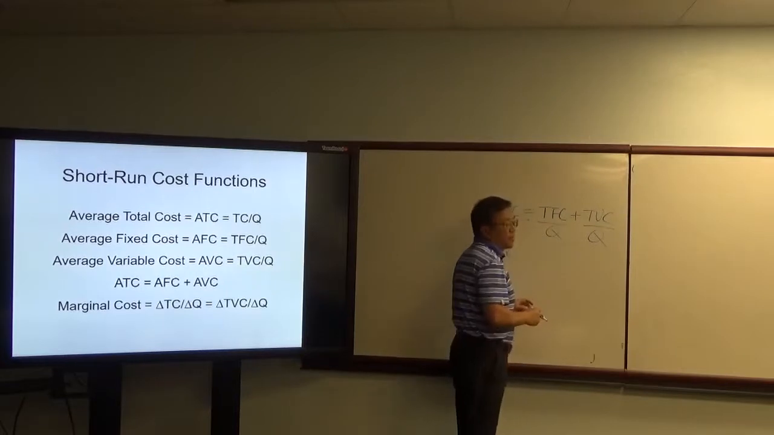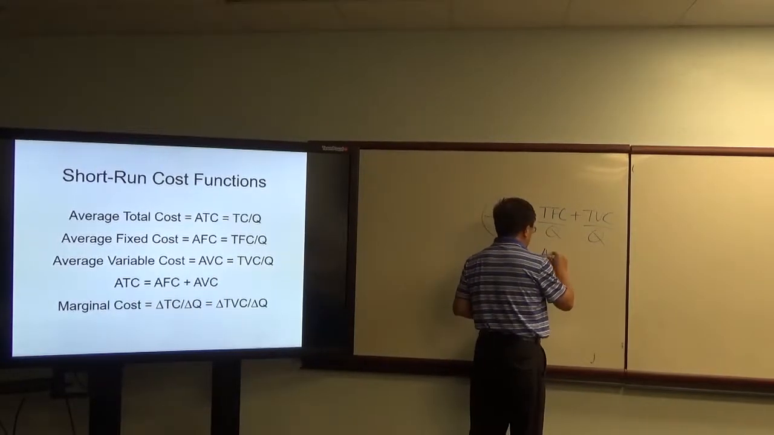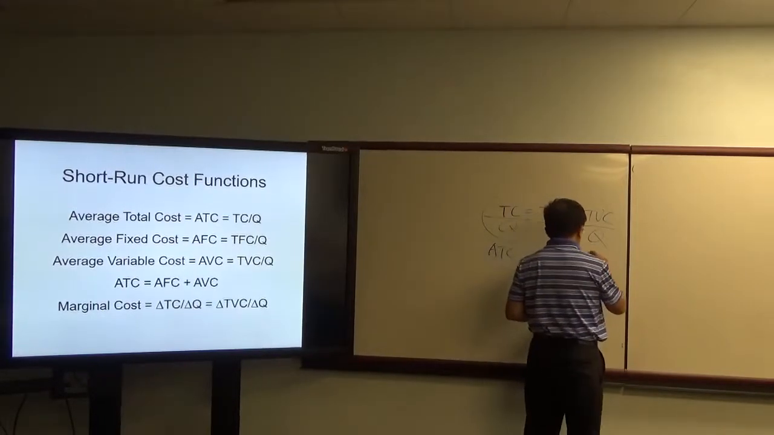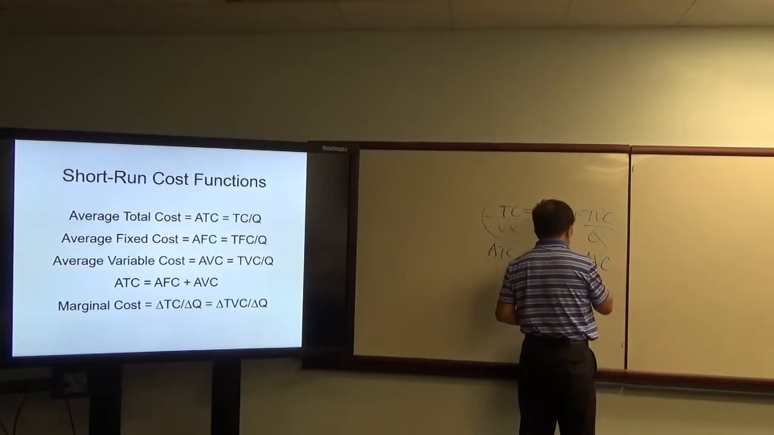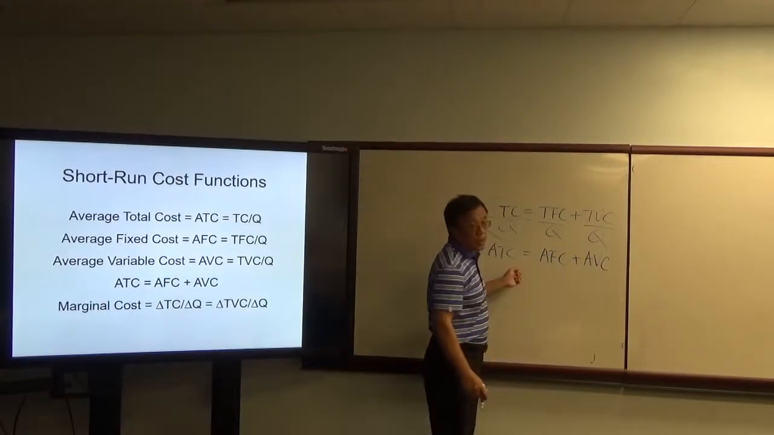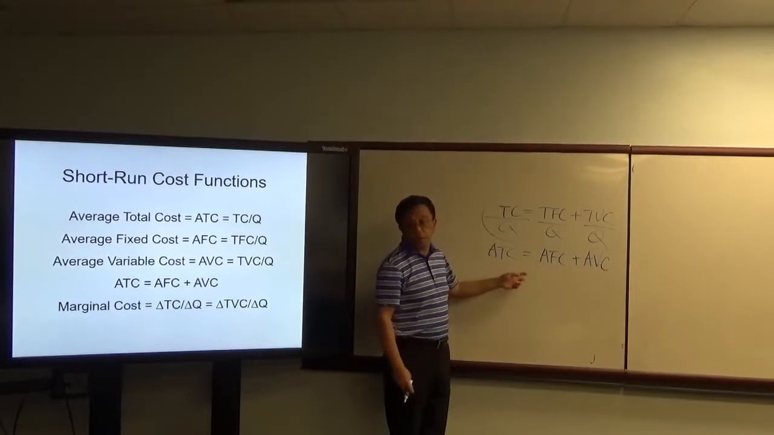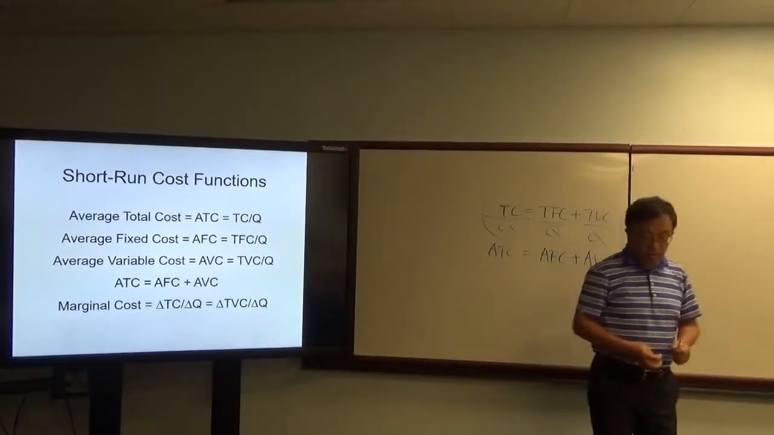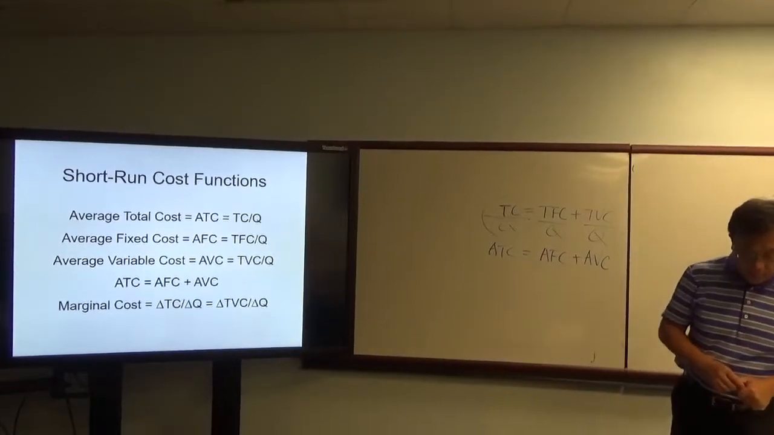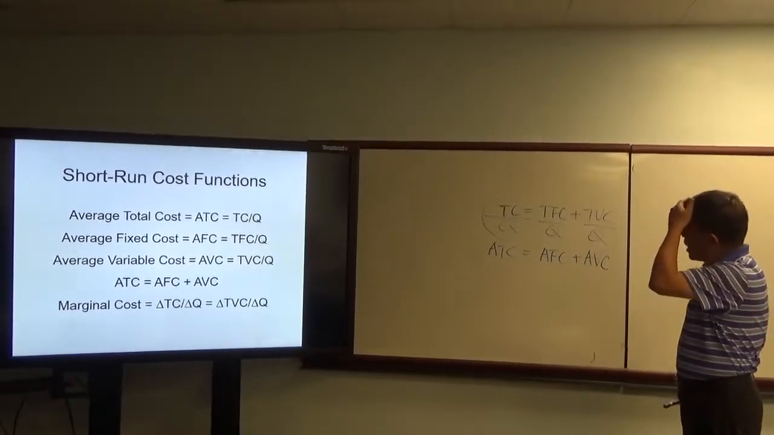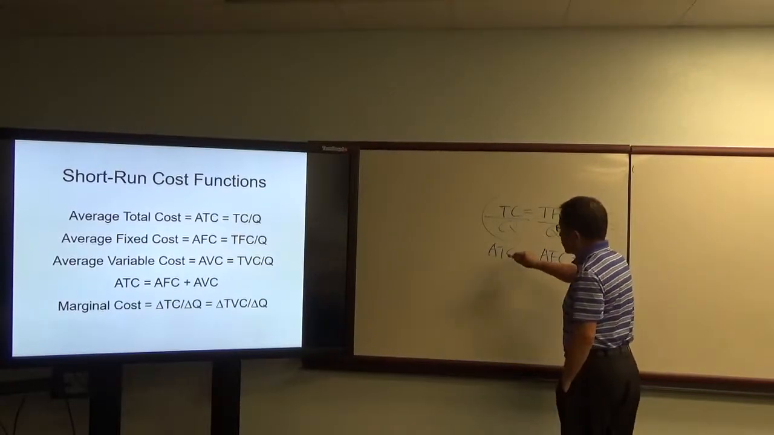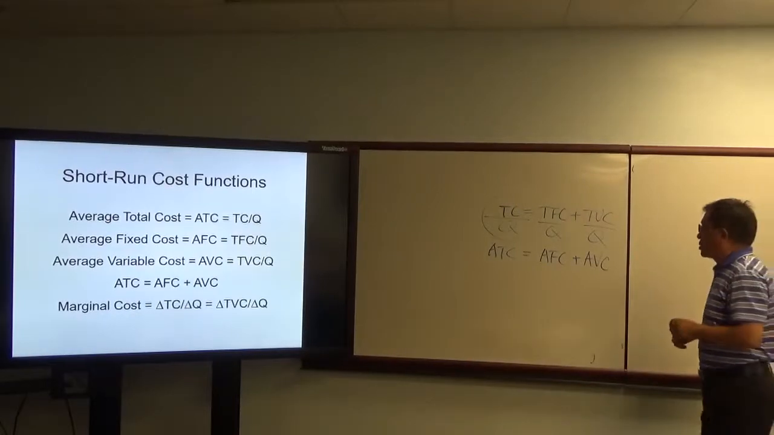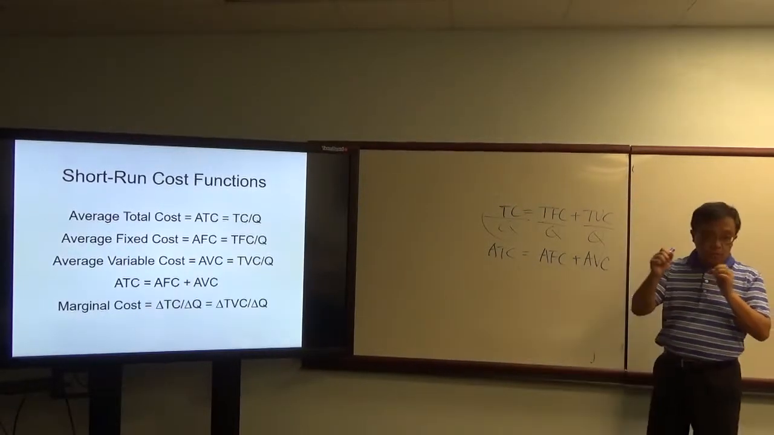And the total fixed cost divided by the output level, that's the average fixed cost. And total variable cost divided by the output level, that's average variable cost. But the relationship will stay the same. The average total cost is the sum of the average fixed cost and the average variable cost. The concept of average cost is cost per unit, right?